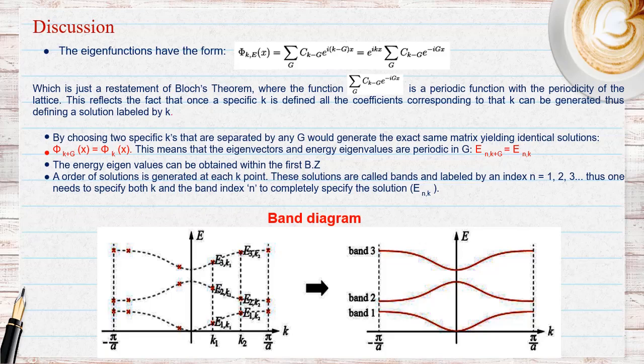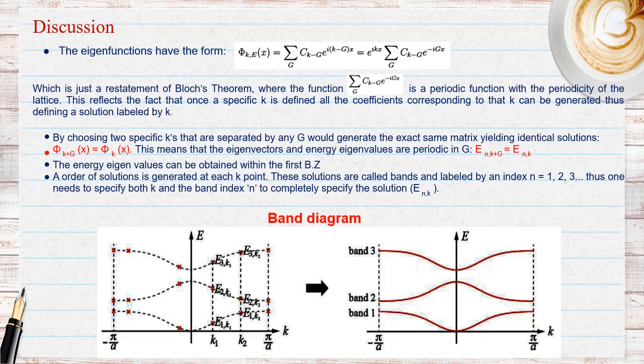We are considering the first Brillouin zone, that is from minus pi by a to plus pi by a. So you can see it in this figure. An order of solutions is generated at each k point. These solutions are called the bands and are labeled by different indices n equal to 1, 2, 3, etc. Thus one needs to specify both k and the band index n to completely specify the energy solutions.